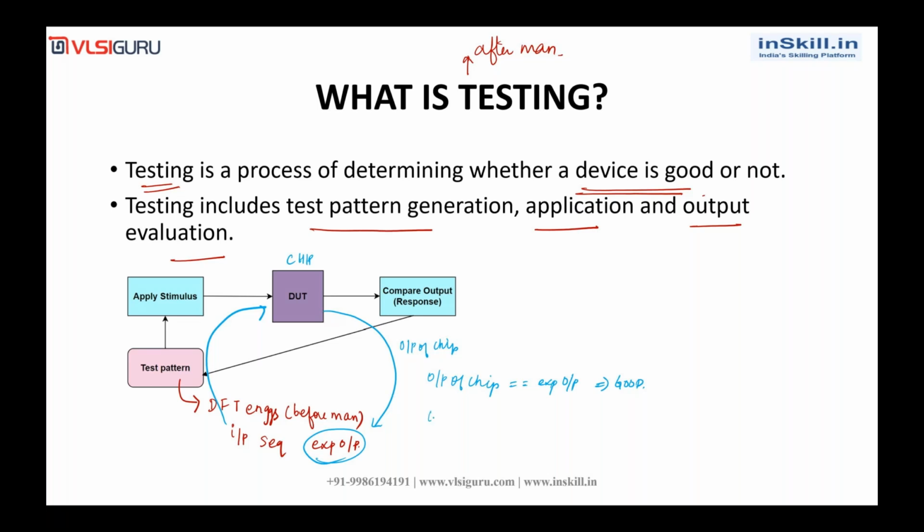If the output of the chip is not equal to the expected output, it means that there are some manufacturing defects in the chip. Which means the chip has failed.